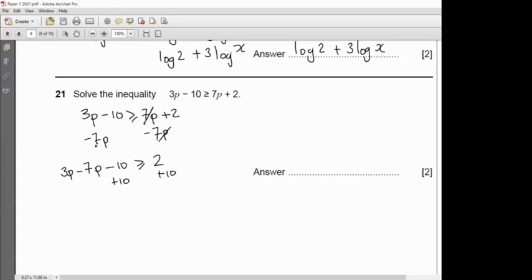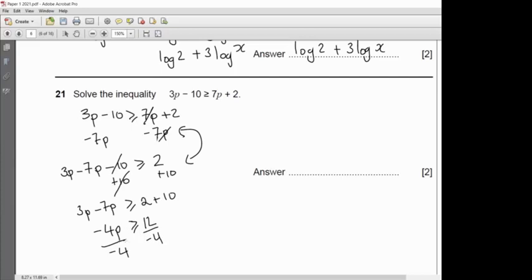Now, of course, you can do both of these, subtracting 7p and adding 10, at the same time. I'm just emphasizing the working that I have done. So these two will cancel, and then I have 3p minus 7p is greater than or equal to 2 plus 10. Whenever you add or subtract anything on both sides of the inequality, it does not change direction. Then on the left hand side, 3p minus 7p is minus 4p, and 2 plus 10 is 12. Then I would divide by -4 on both sides.